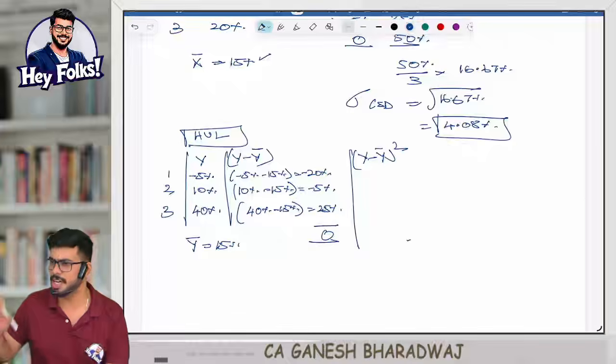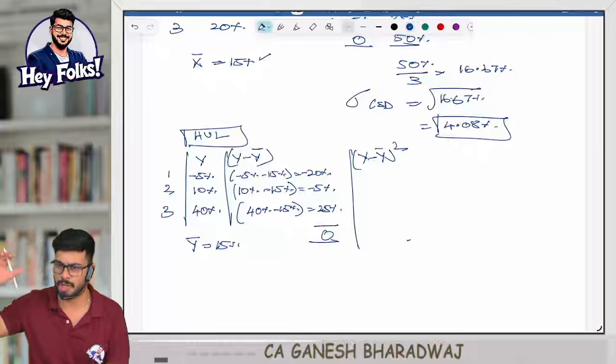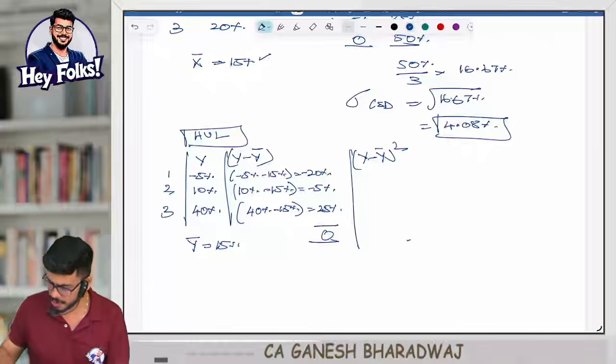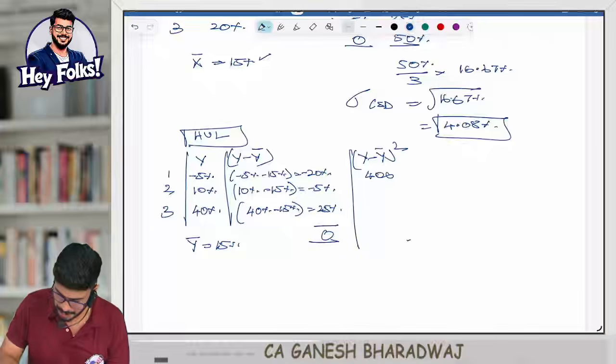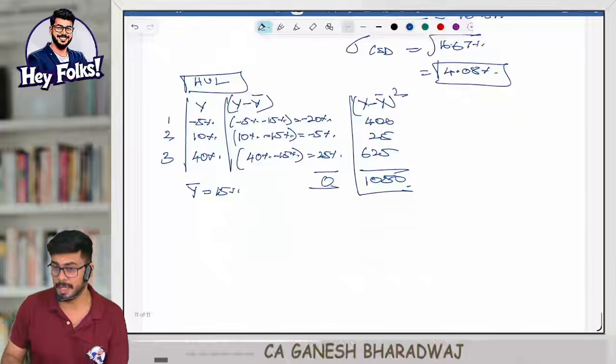You guys know how to square in your calculator? You guys know the shortcut? 20 into is equal to, you do. Guys, for those who do not know, 20 into is equal to, you will get it. Is that clear? Right? So 20 into is equal to, how much you get? You get 400. Then here 25 and here 625, add up, 1050.